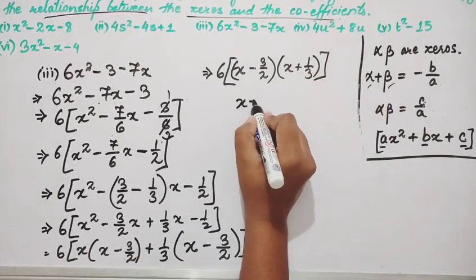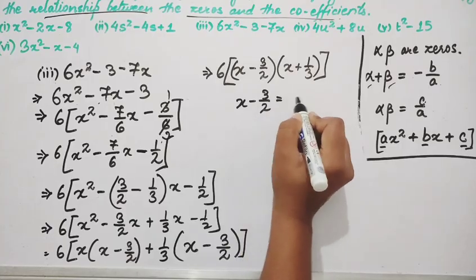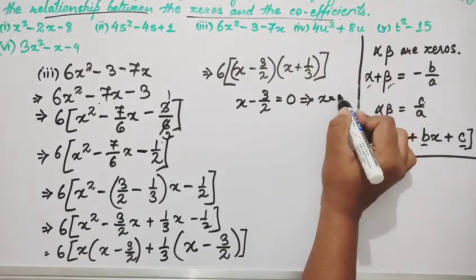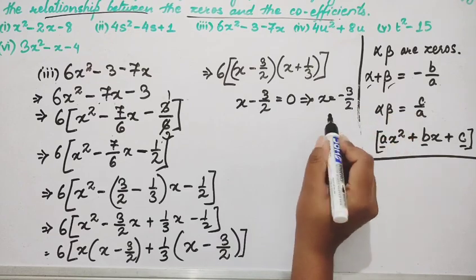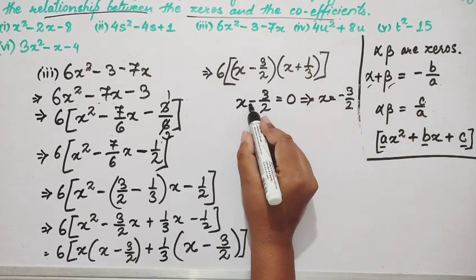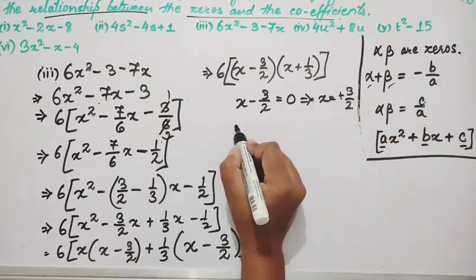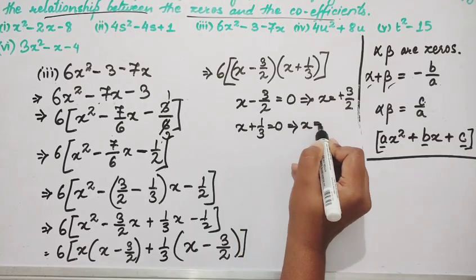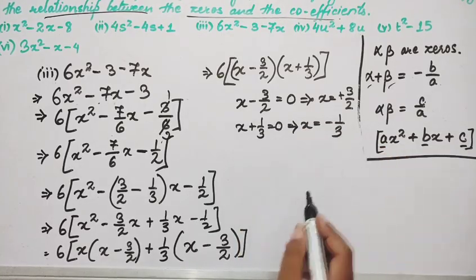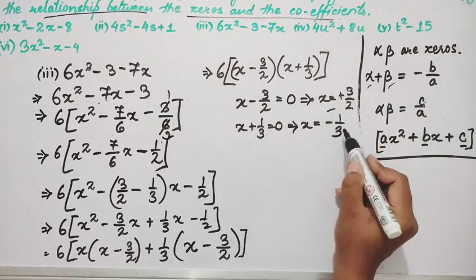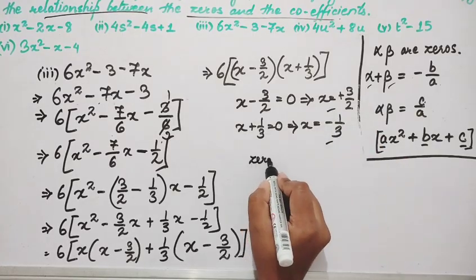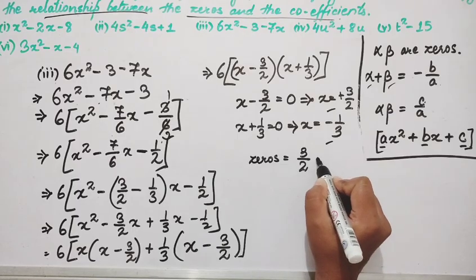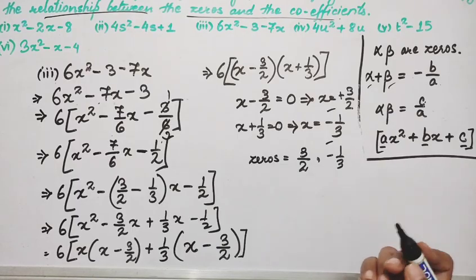So to find zeros, what will we do? We will equate these two parts with 0. So first one is x equals 3 by 2, and the second one is x equals minus 1 by 3. So we got two zeros over here. So zeros are 3 by 2 and minus 1 by 3.